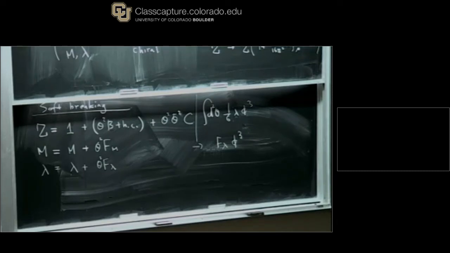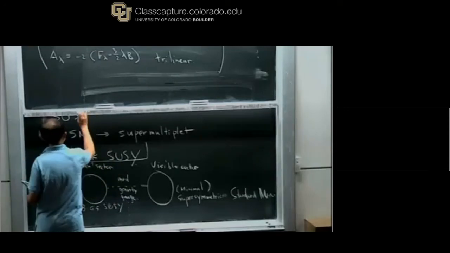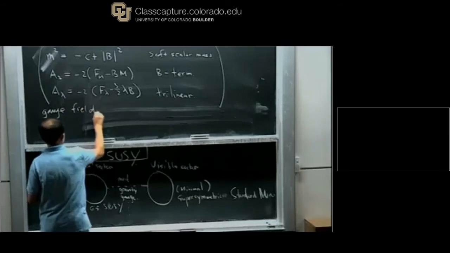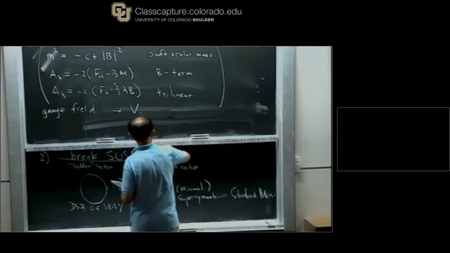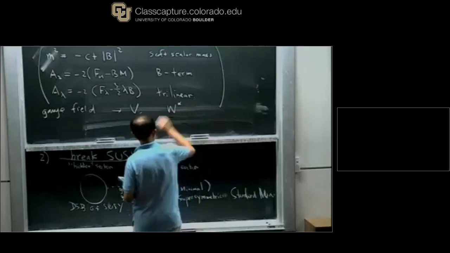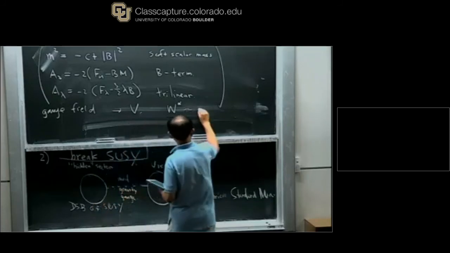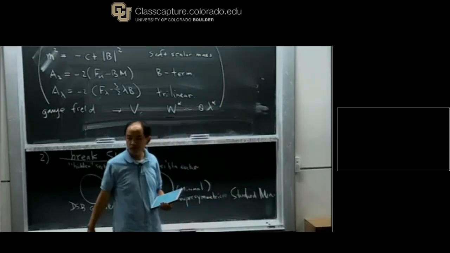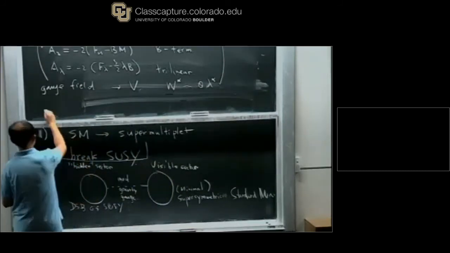I should say one more thing. For gauge fields, we haven't talked about the gauge field yet, but gauge fields live within a real multiplet. So gauge fields are inside some vector multiplet. But for convenience, it's also useful to consider another chiral multiplet, which is the field strength supermultiplet. And this goes like, and this is the superpartner of the gauge boson, which we call gauginos. And so with these two, you can write the Lagrangian.